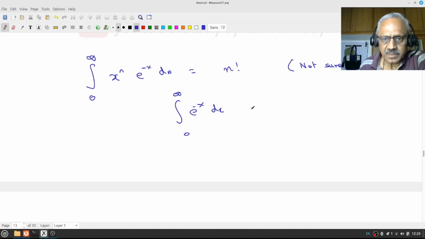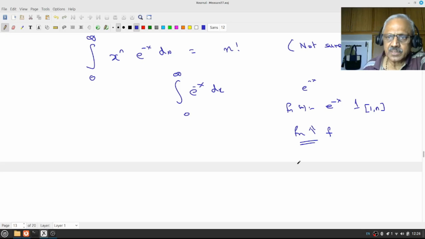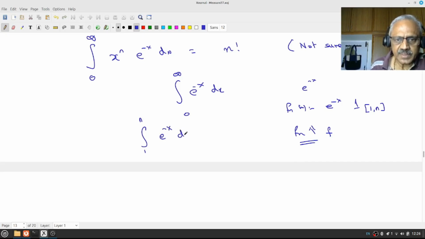Since e^(-x) is non-negative, if I look at f_n(x) to be e^(-x) times the indicator function of [1, n], that f_n increases to f. Therefore I can use the monotone convergence theorem. Then when I want to compute the integral of f_n, that's very easy. This is the integral from 1 to n of e^(-x) dx.